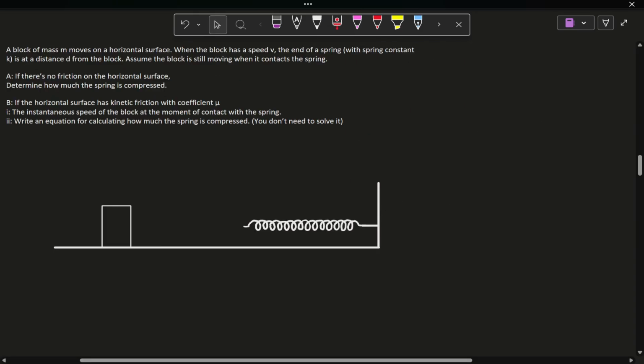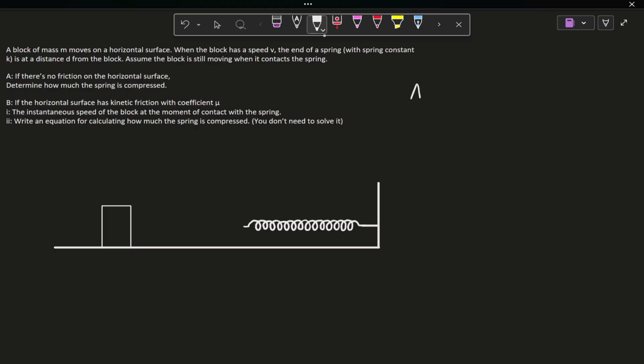Alright. A block of mass m moves on a horizontal surface. When the block has a speed v, the end of the spring, with a spring constant k, is at a distance d from the block. Assume the block is still moving when it's in contact with the spring. Part A. If there's no friction on the horizontal surface, determine how much the spring will compress.